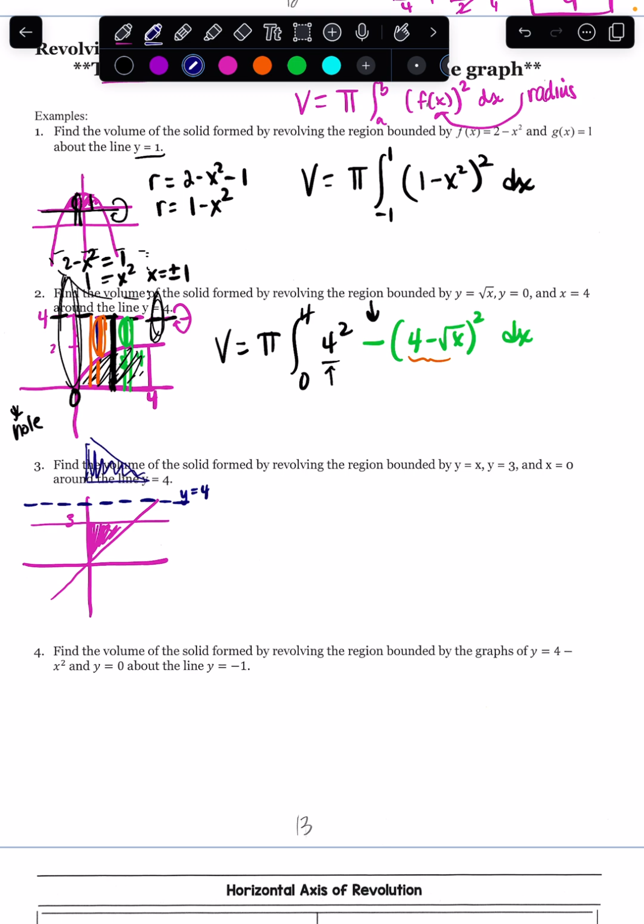Okay, so this one looks like this. There's a hole again. So think about it like that. I don't know what that shape is. Okay, so how do we do that?